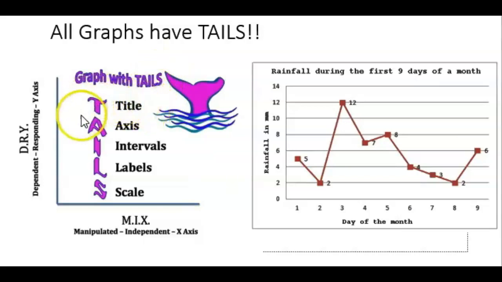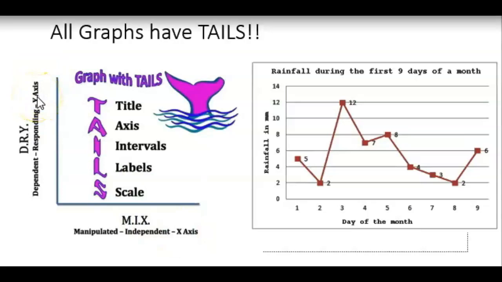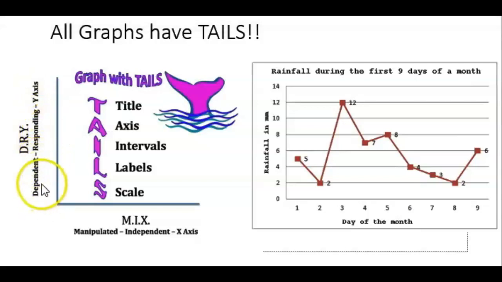Graphs include T for title. So our graph example here, our title describes our data set, rainfall during the first 9 days of a month. Our axes, so we have our y-axis and our x-axis, always in this orientation. Y, dry mix, thinking about our variables we learned about in our last video, represent our responding or dependent variable. Our x-axis represents our independent or manipulated variable.